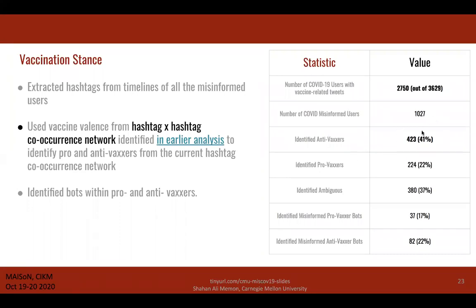What we see here is that around 41% of the users that are identified as COVID-19 misinformed users are also anti-vaxxers. What we also see here is that a large chunk of these users are bots. So 22% of the identified misinformed users, anti-vaxxers, are bots. The first thing this suggests is that a big chunk of COVID-19 misinformation online may in fact be disinformation and hence intentional. The existence of bots within both the informed and misinformed communities also suggests that much of the disinformation online may be an organized effort to amplify the COVID-19 debate to create discord in communities, as seen in the past with Twitter bots and Russian trolls.